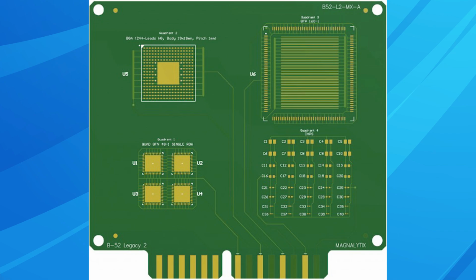Well, the first thing that you're going to need to do is start with an SIR coupon board that represents your assembly. For example, this board has some QFNs, a BGA, a QFP, and a bank of capacitors. But your board might look different depending on your product.